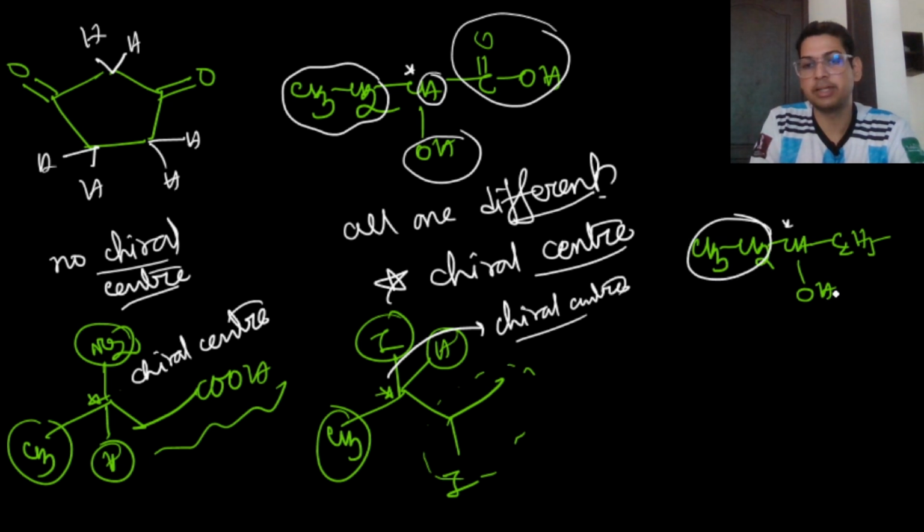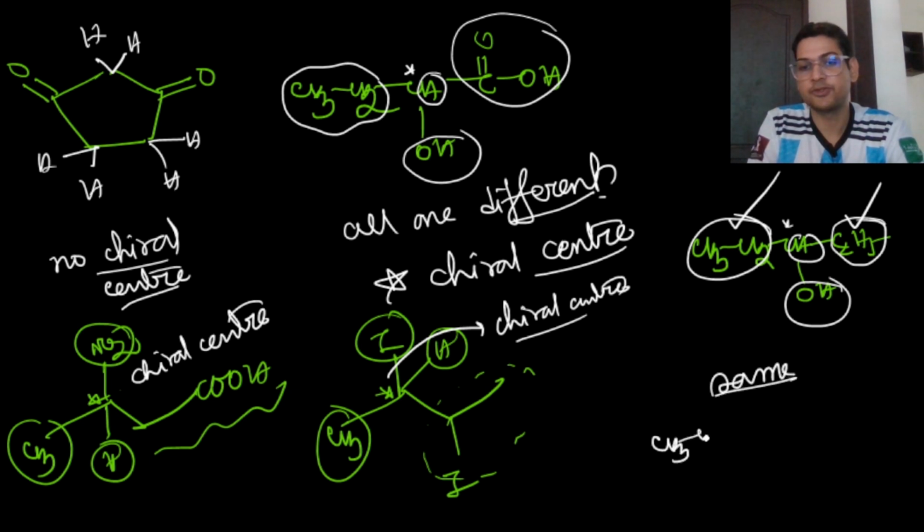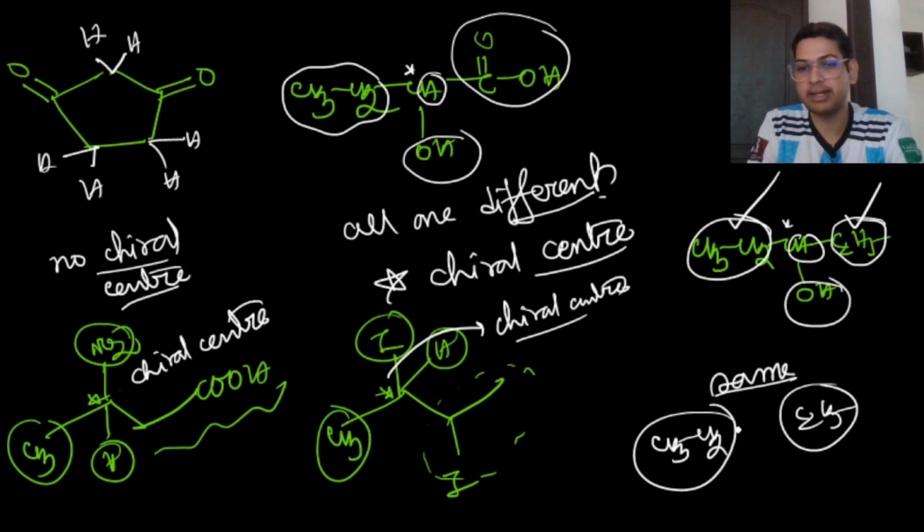This group is OH, C2H5. This is OH, this is H, different, but this is C2H5 and these two groups are same. You see CH3, CH2 and C2H5. That means same thing, right? They are the same group. So this is not a chiral center.